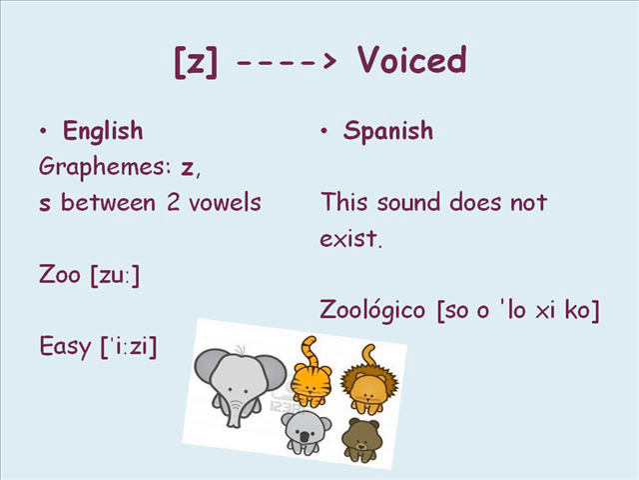This is a voiced sound. In English, it is produced in words with the graphemes z or else when it is between two vowels. For example, zoo, easy. In Spanish, those graphemes are represented by the sound S. Zoológico.